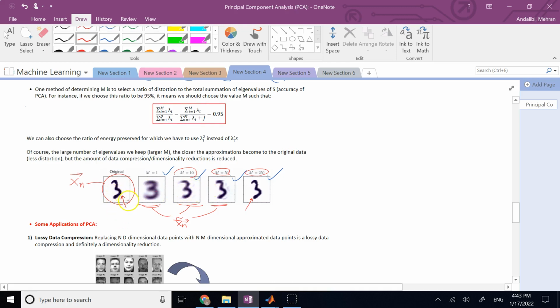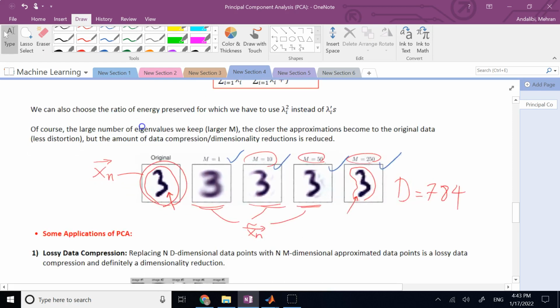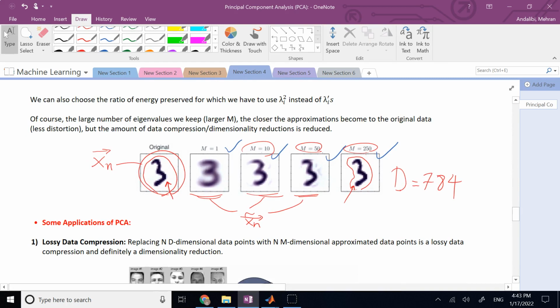Now, of course, for our eyes, here for m of 250, what am I doing? I'm doing compression, right? Because remember here, D was 784. So I'm still doing a huge amount of compression, but you might say, well, it doesn't look like it is lossy. It is, but those details that you don't see here, which exist in the original, are beyond our perception levels, so we can easily neglect them.